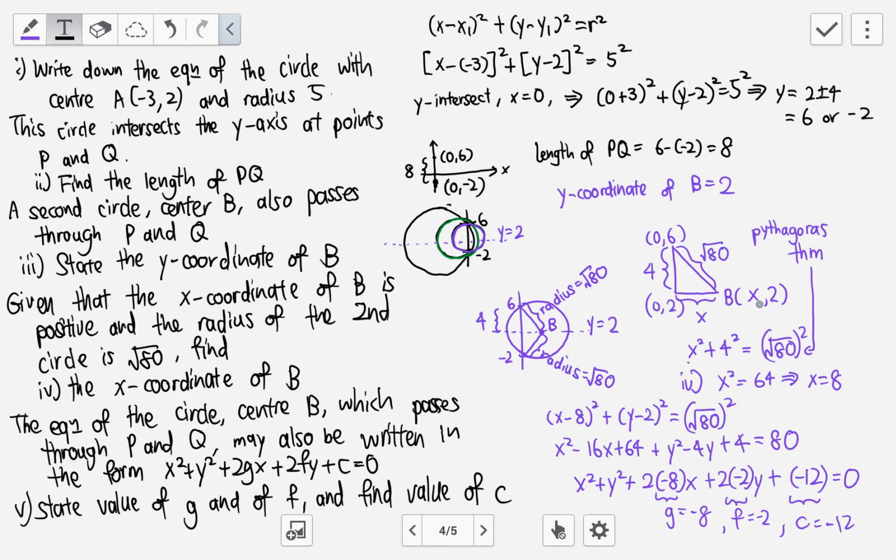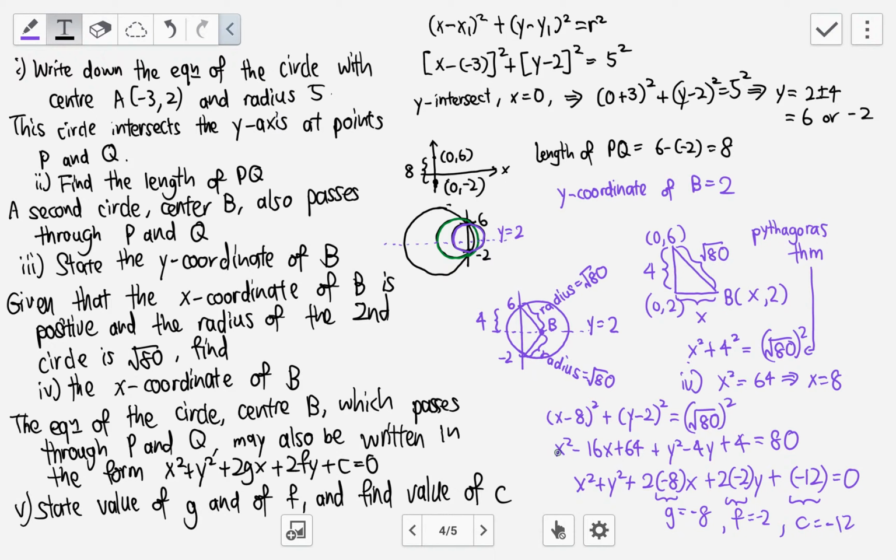Now that I know the coordinate of B is (8, 2), I can easily get the equation of the circle with center B which passes through P and Q. I know the center is (8, 2), and the radius is root 80. I apply this standard formula again. So (x minus 8) squared, plus (y minus 2) squared, equals the radius, which is root 80, squared. Okay, so this is the equation of the circle.